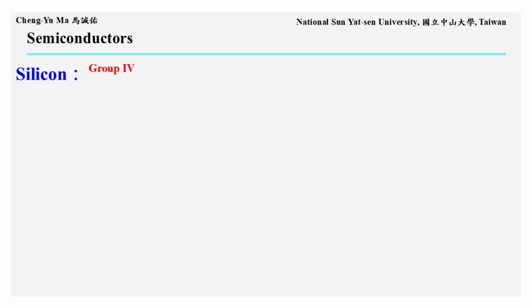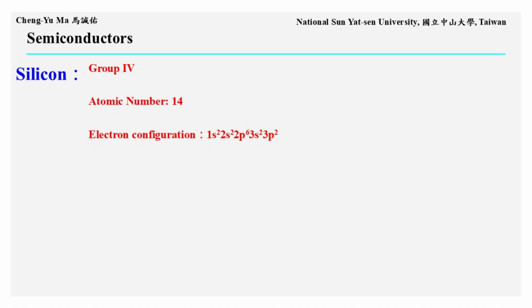Silicon is a group 4 element. Its atomic number is 14. This means the nucleus has 14 protons with a charge of positive 14Q. Its electron configuration is: the first shell has 2 electrons in the 1s subshell. The second shell has 2 electrons in the 2s subshell and 6 electrons in the 2p subshell. The third shell has 2 electrons in the 3s subshell and 2 electrons in the 3p subshell.